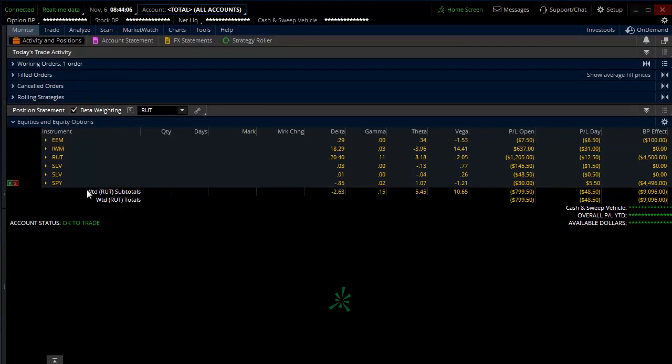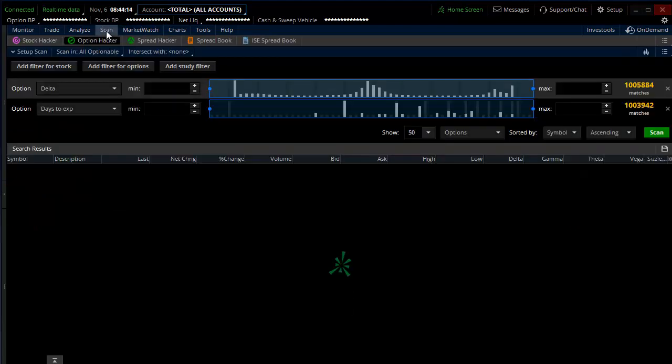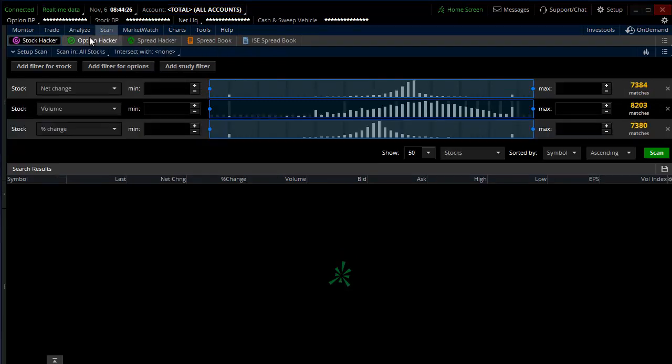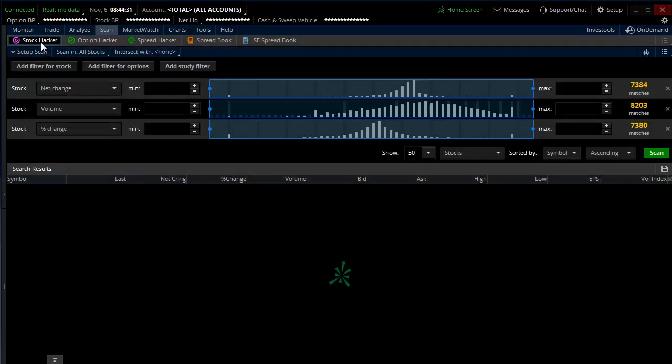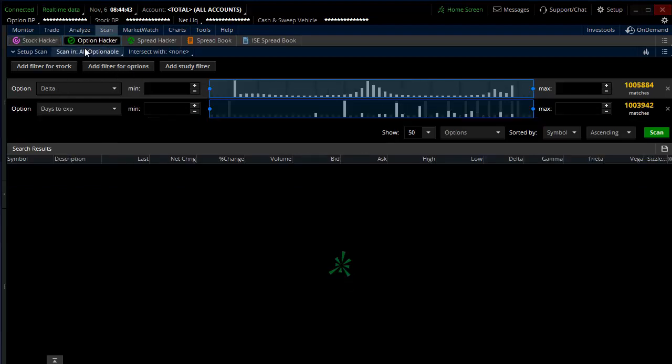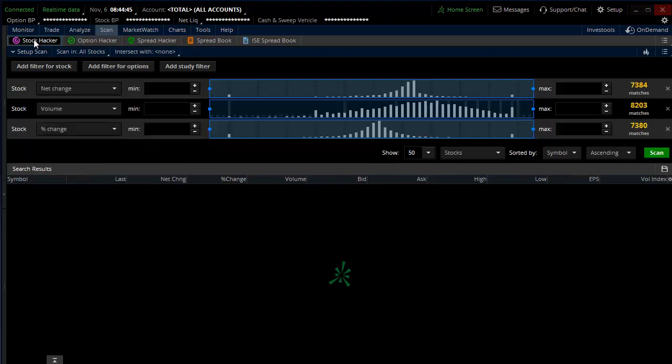So let me just go ahead and come over here. I want to show you, this is the Thinkorswim platform. You've got multiple tabs across the top here. We're going to go to Scan, and you'll notice when you hover across them, it will tell you what's in each tab. I haven't clicked anything, I'm just hovering, and it'll tell you. So Scan will have these components: Stock Hacker, Option Hacker, Spread Hacker, Spreadbook, and ISE Spreadbook. We are going to stay just in Stock Hacker, and the reason for that is I want to look at stocks, and I'm going to add a separate filter on there for stocks that only have options on them. If you come into Option Hacker, you're unable to do that. So we're just going to stay in Stock Hacker for now.